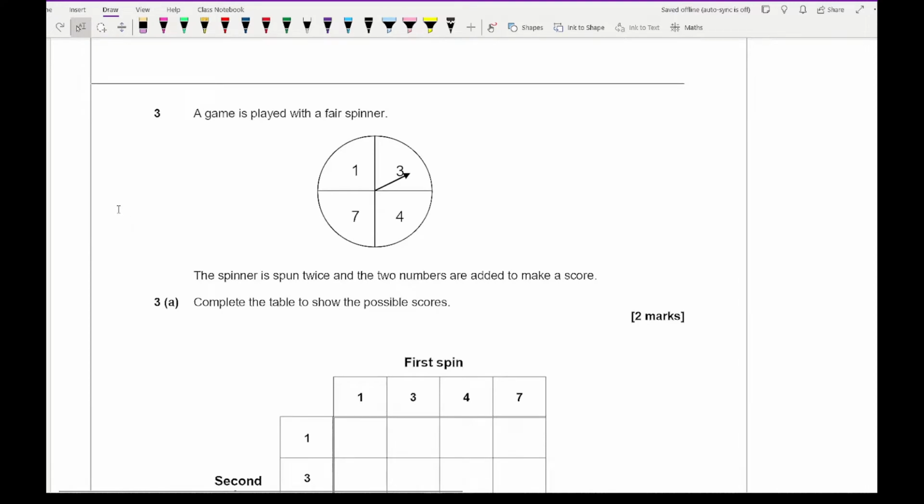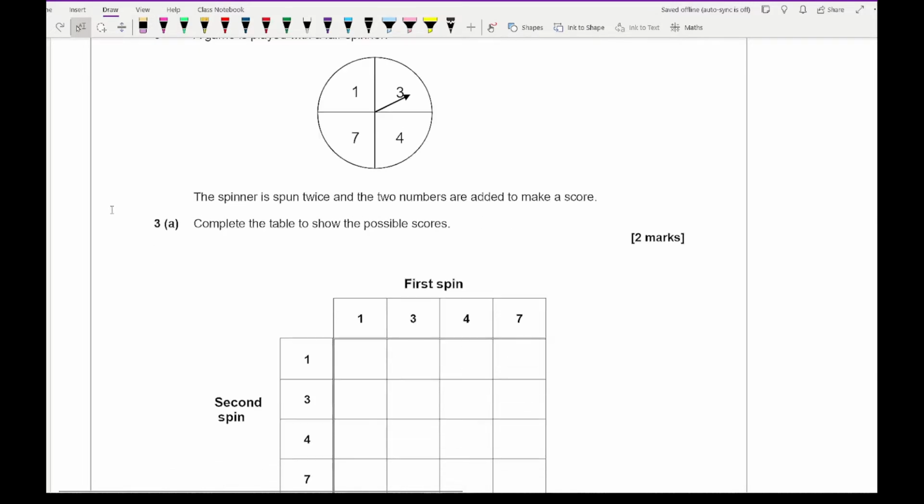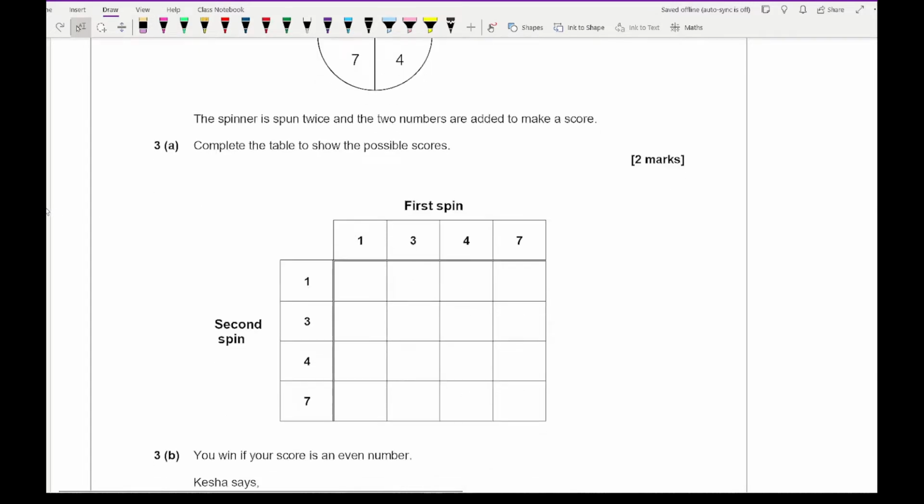Moving on to question three, it says that a game is played with a fair spinner. The spinner is spun twice and the two numbers are added to make a score. What we need to do is complete this table to show all the possible scores. For this, we just need to add up the column number and the row number.